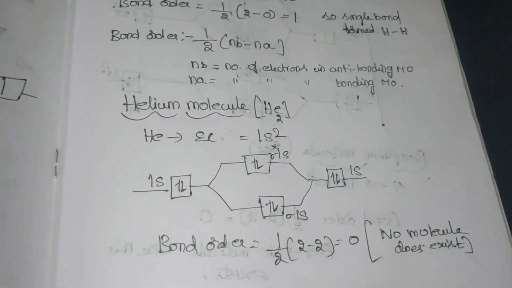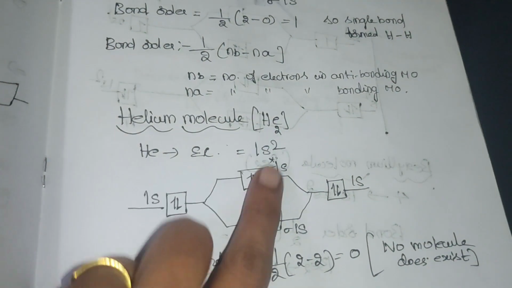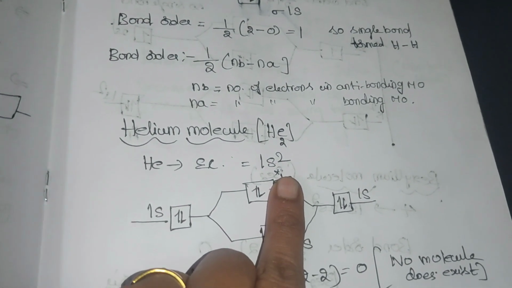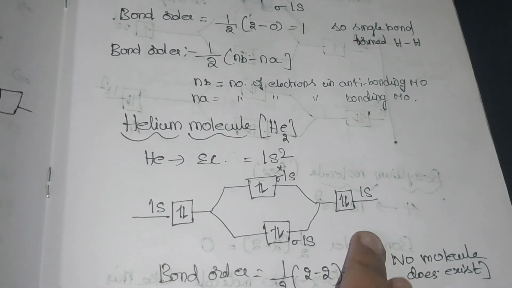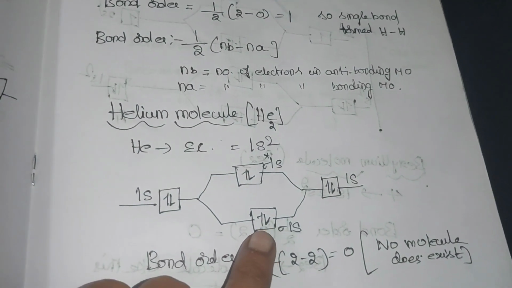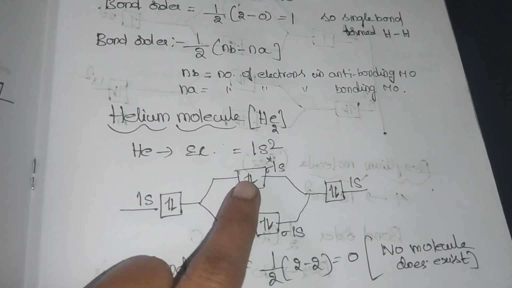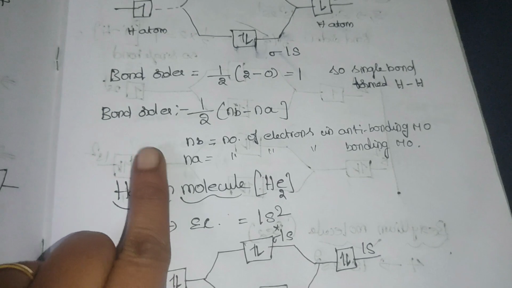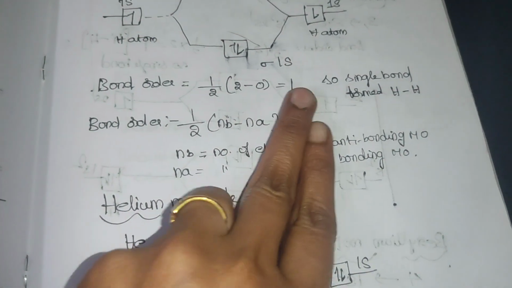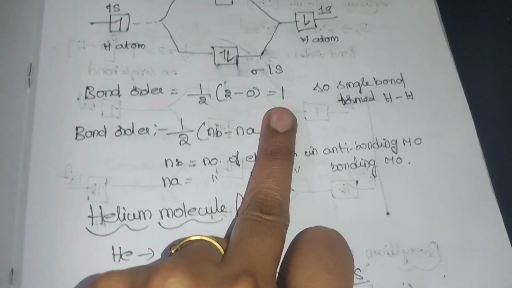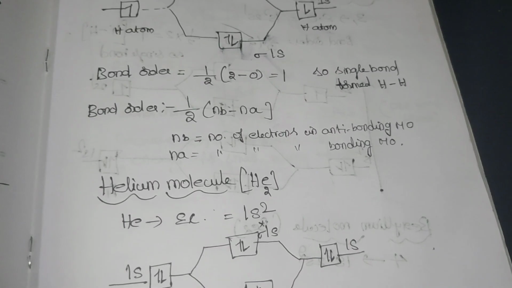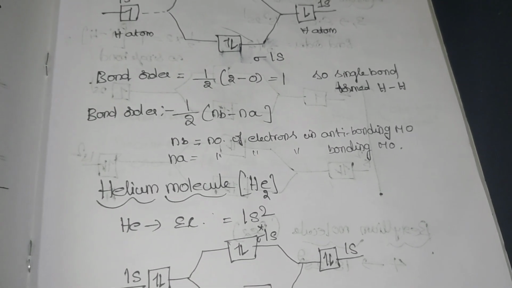Then, the helium molecule, He2. Its electronic configuration is 1s2 because its atomic number is 2. So 1s2 and 1s2, two helium atoms combine to form bonding and anti-bonding molecular orbitals sigma 1s and sigma star 1s. Whatever number the bond order comes to, that many bonds are formed. So if 1 is coming, a single bond is formed. If it is 0, then that molecule will not exist.